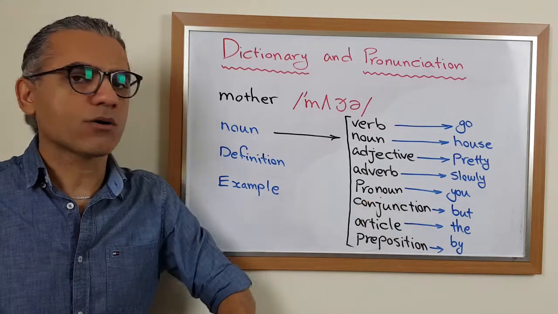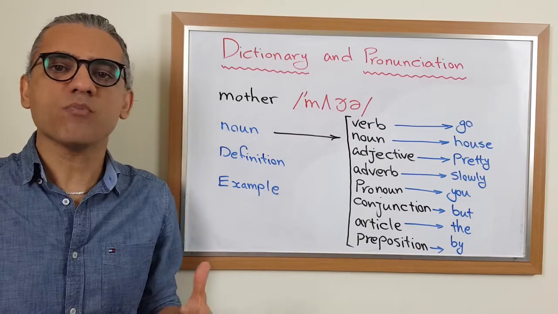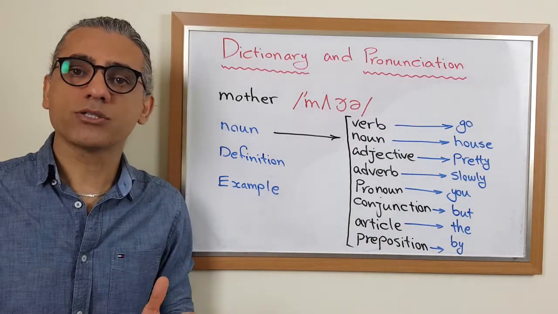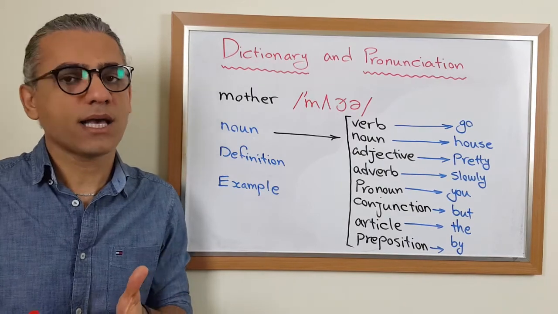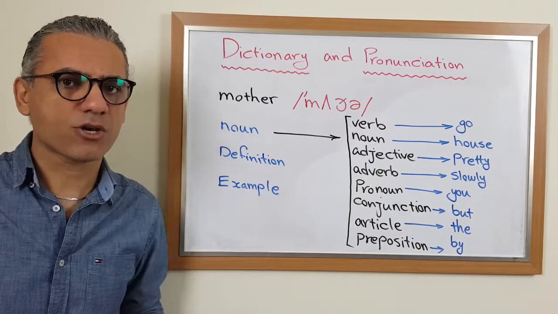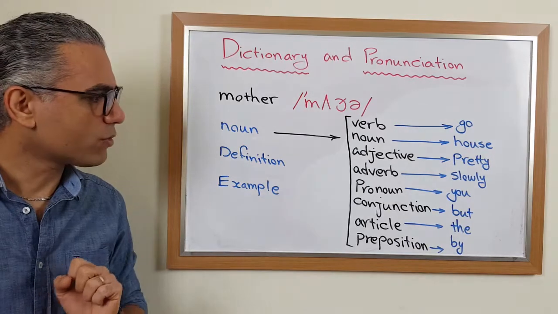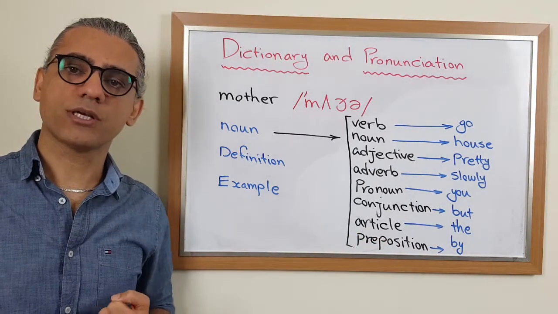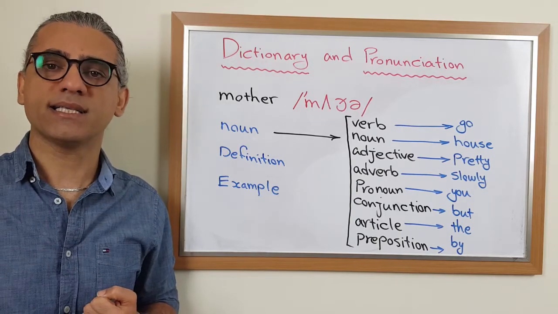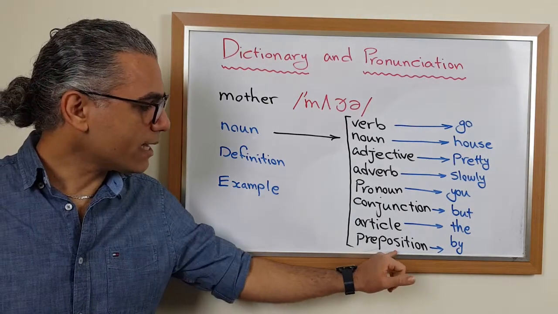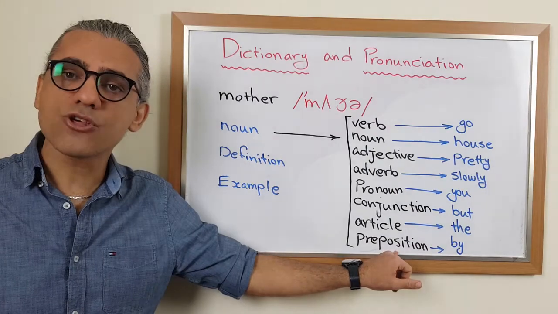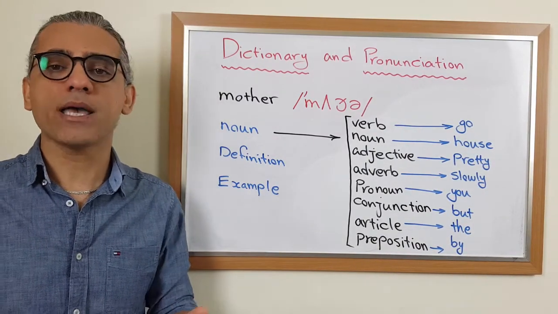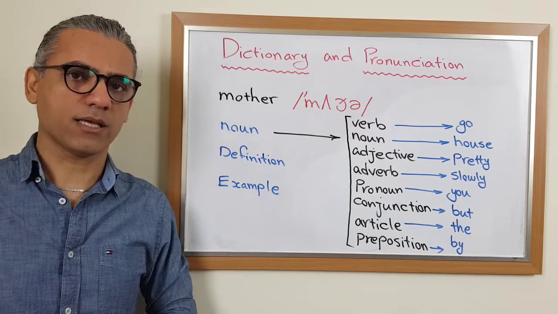Then we have pronoun: I, you, he, me, she, and so on. Then we have conjunction: but, or, and, yet, and we have a lot of conjunctions. We'll talk about them in time. Then we have article. We have 3 different articles in English: a, an, and the. And in the end, we get to preposition, like at, on, in, by, with, and others.